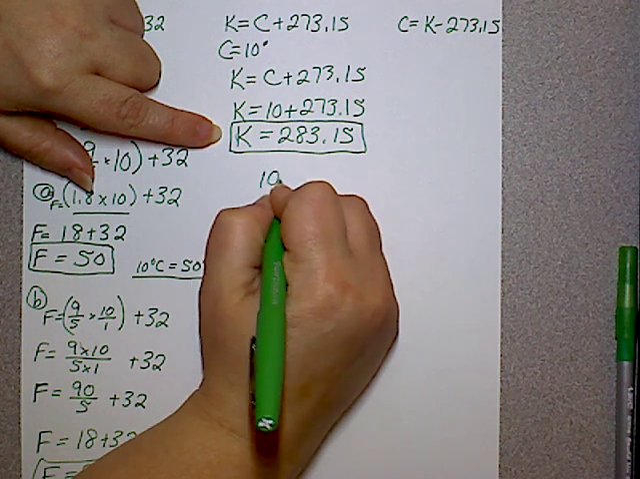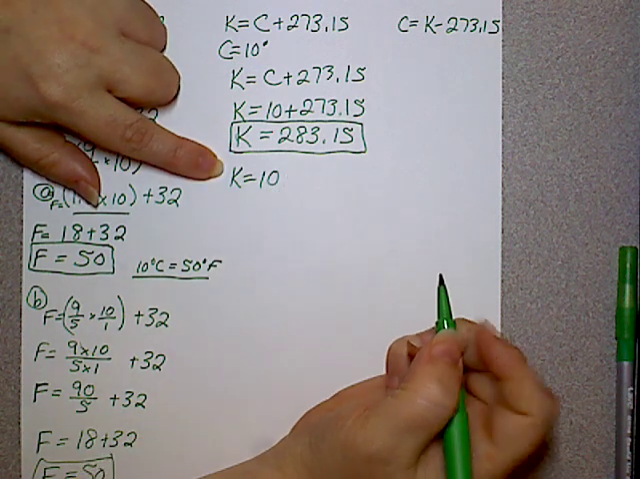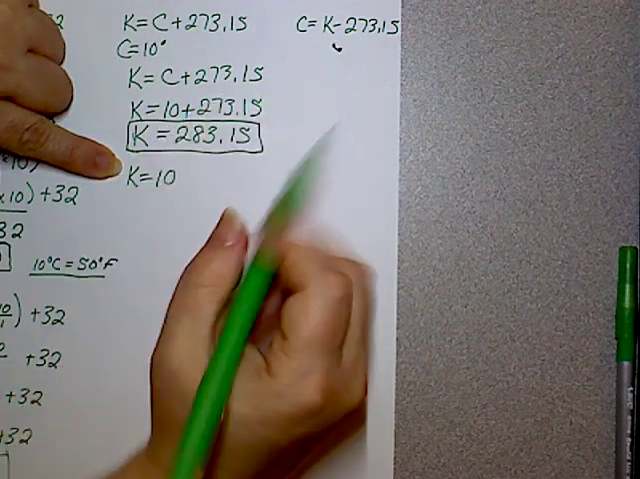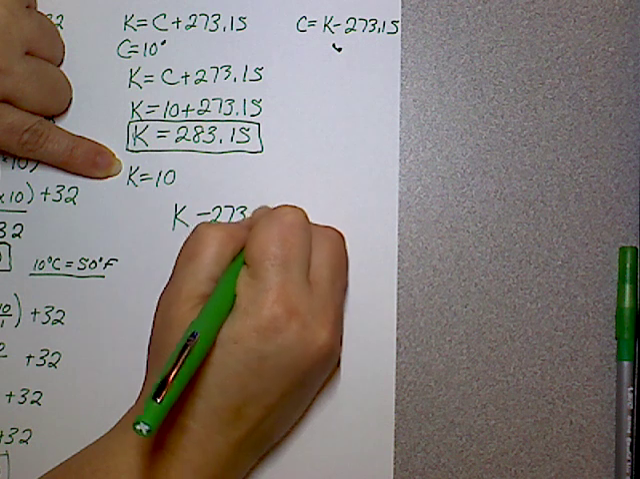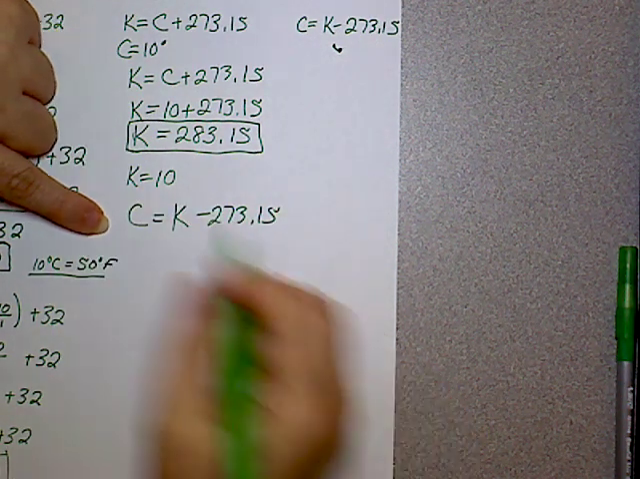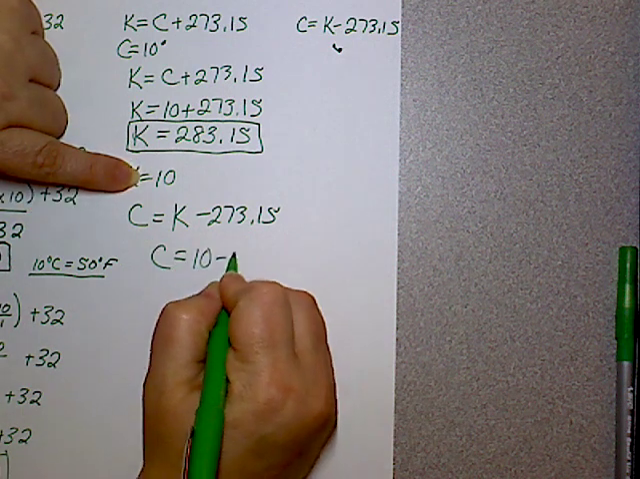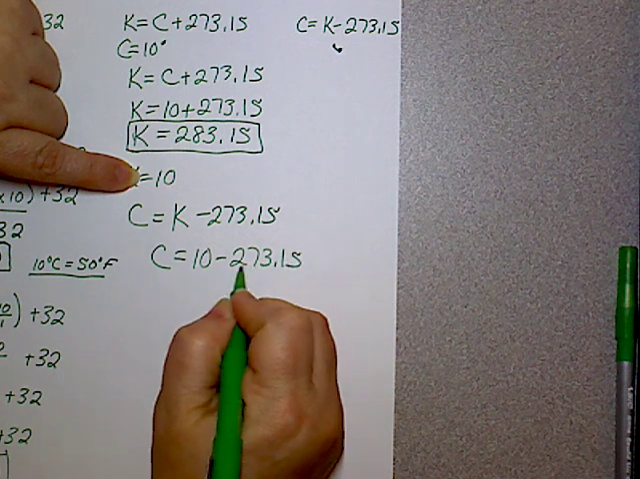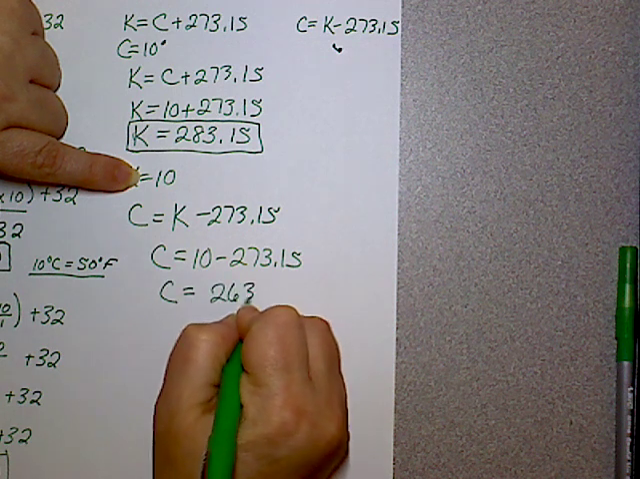If we have K equals 10, so we have 10 Kelvin, we're going to use this one over here. So K minus 273.15. Okay, and we're trying to get into C. So C equals, we're going to sub in the 10 for the K. And this is a negative 273.15 and a positive 10. So C equals negative 263.15.